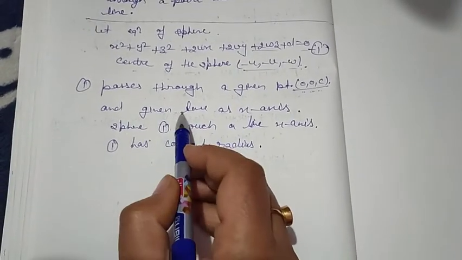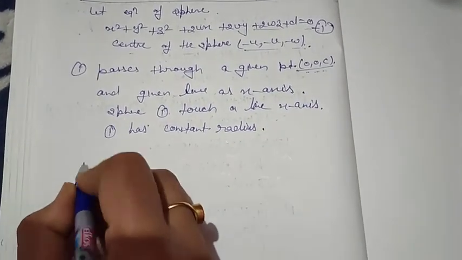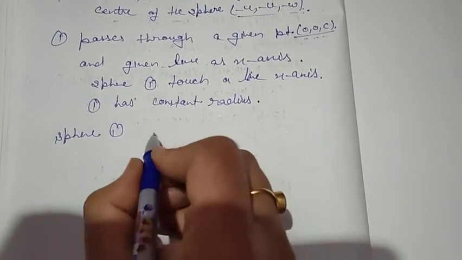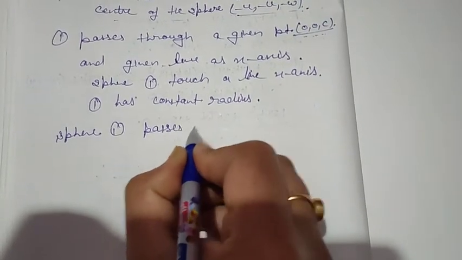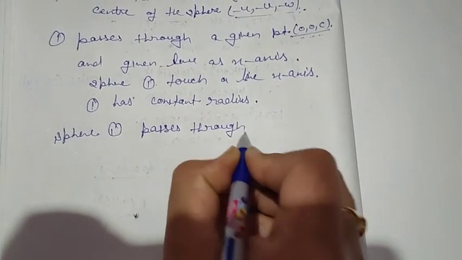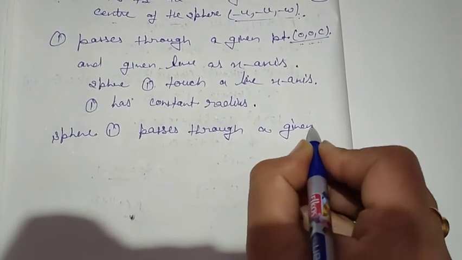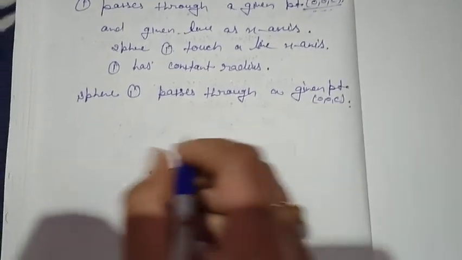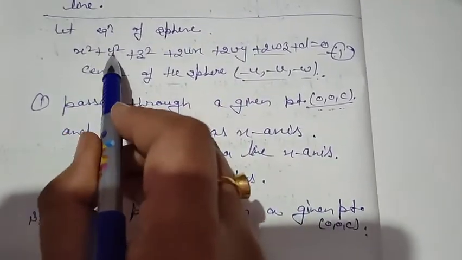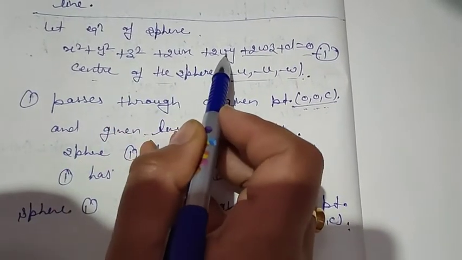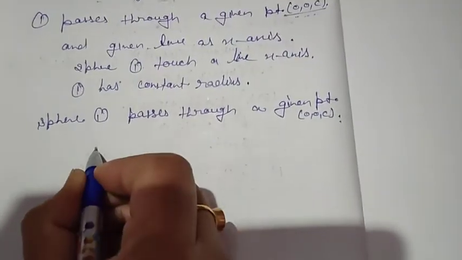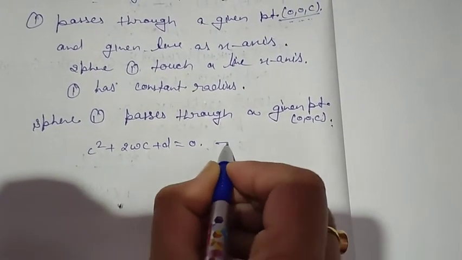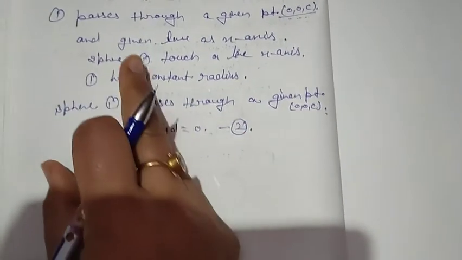First of all, when sphere first passes through the given point 0, 0, c, the equation becomes c square plus 2wc plus d is equal to 0. This is equation second.